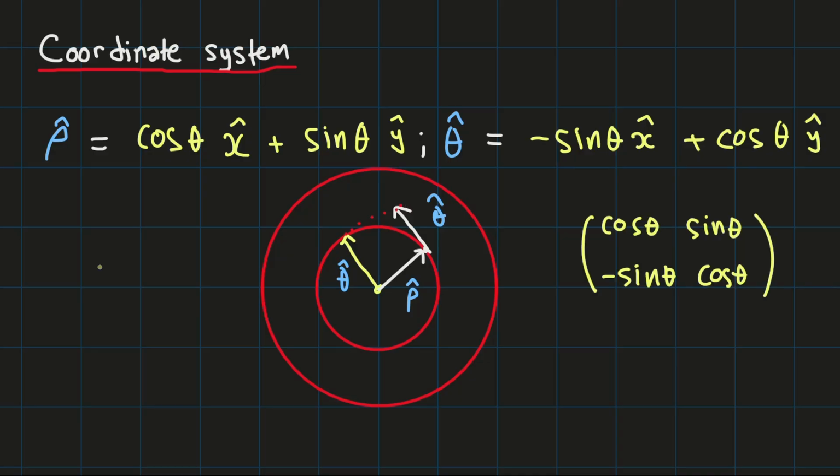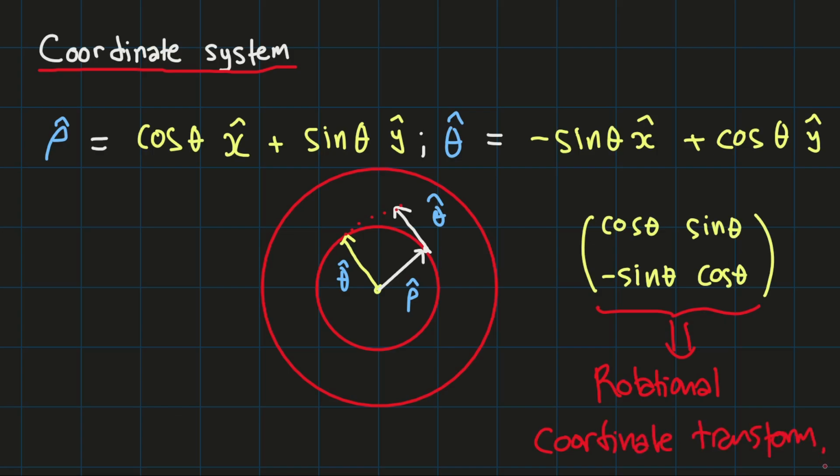So that means the cos theta and sin theta matrix from before serves as a rotational coordinate transformation. So for now, I think that's it.